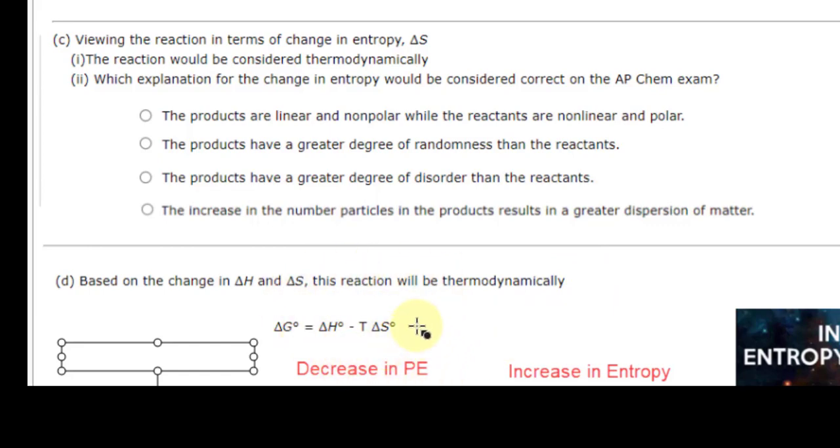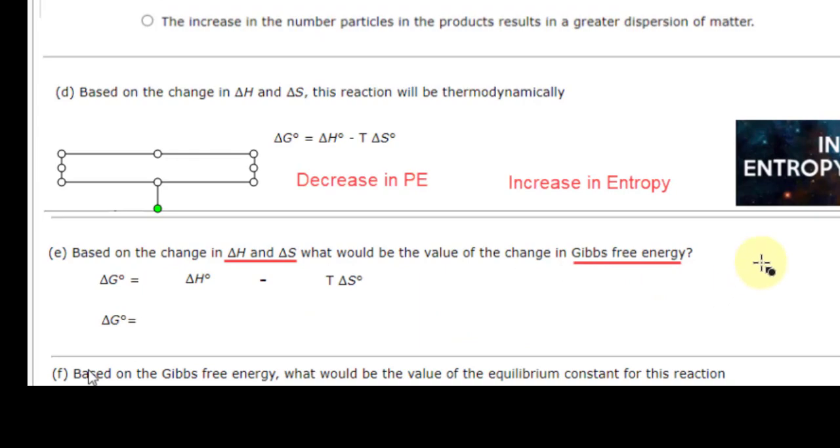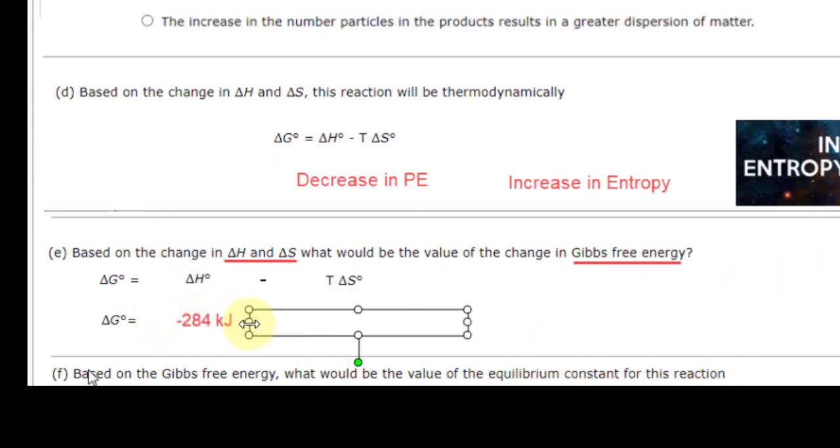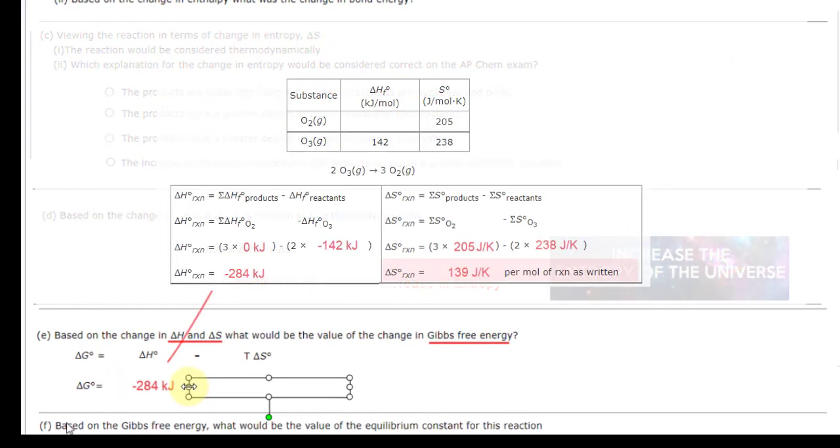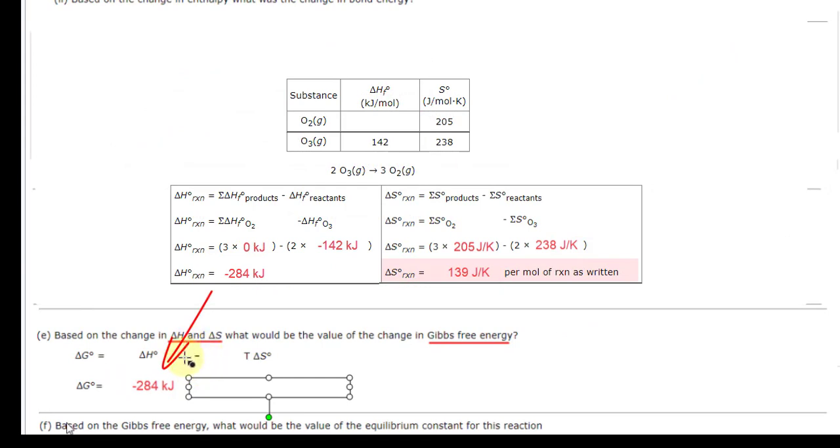Now, if there's a conflict, our temperature will tell us who's going to win, because it's a multiplier. Okay, what's the Gibbs free energy? Take our negative 248 kilojoules. Don't forget the subtraction sign. Multiply by the Kelvin, and then multiply by the change in entropy.